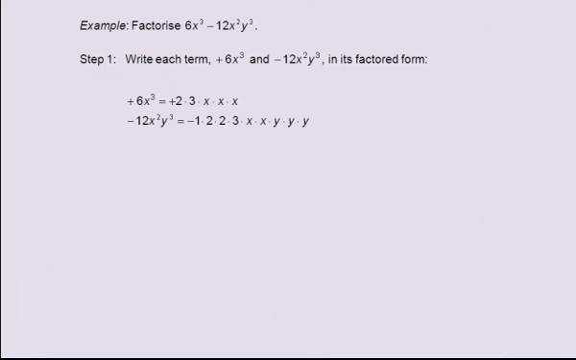Minus 12x squared y cubed can be written as minus 1 for the minus sign, 2 multiplied by 2 multiplied by 3, which is 12, and x times x times y times y times y, which is x squared y cubed.